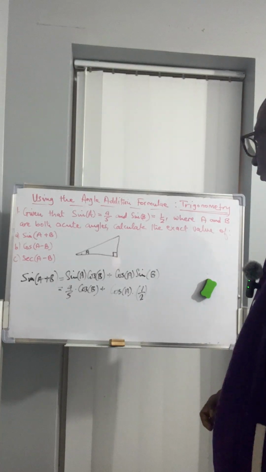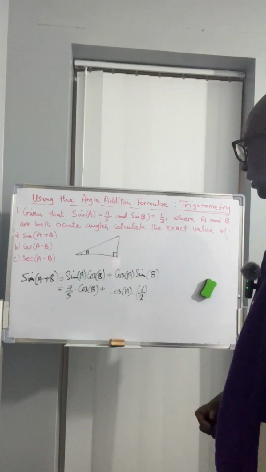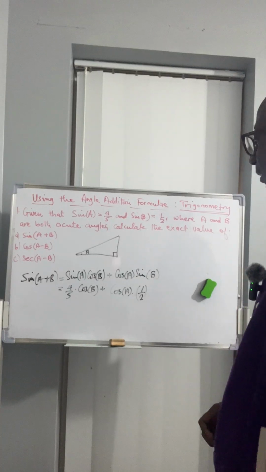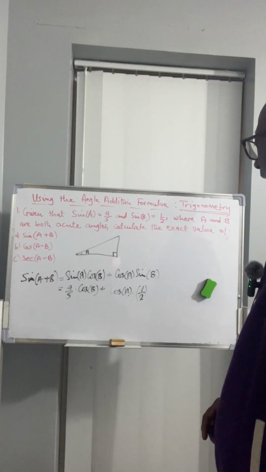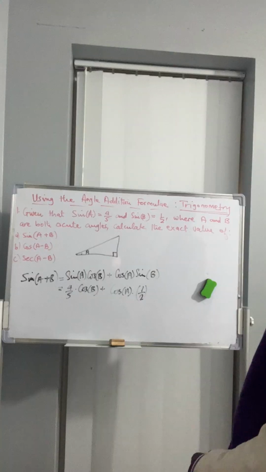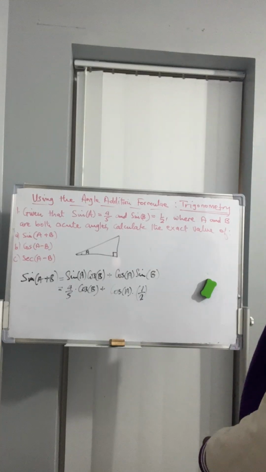That's what we are looking for. We are looking for the cosine of A and B: sine A cos B plus cos A sine B. Right?